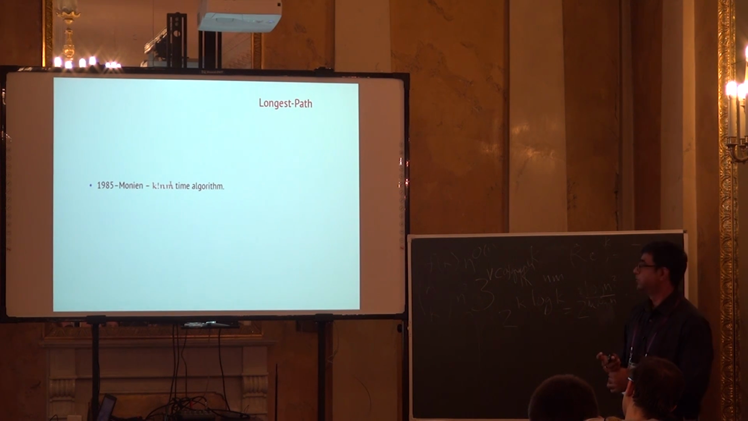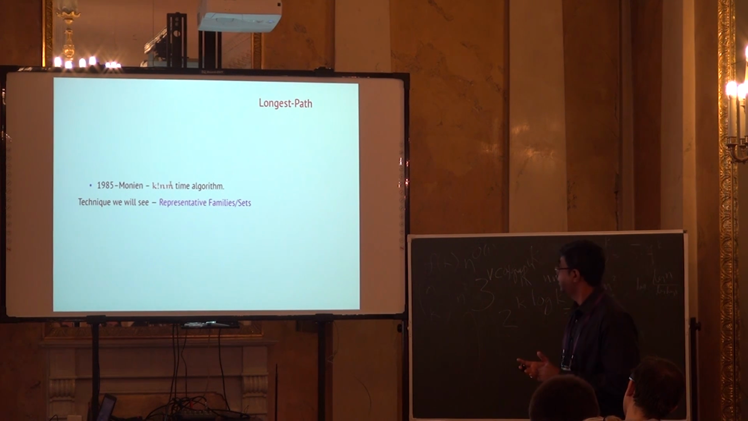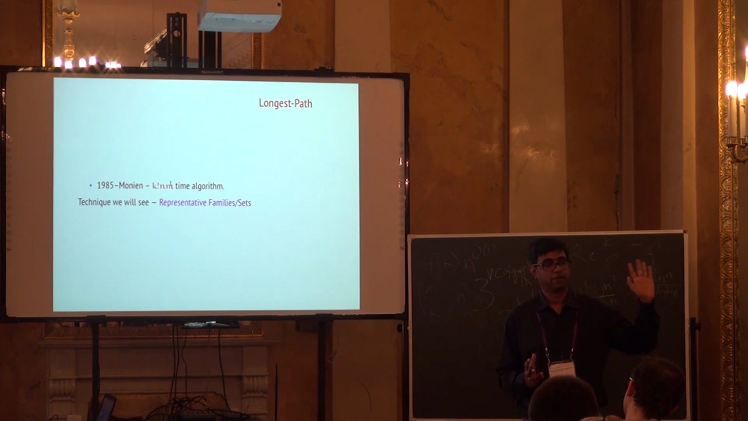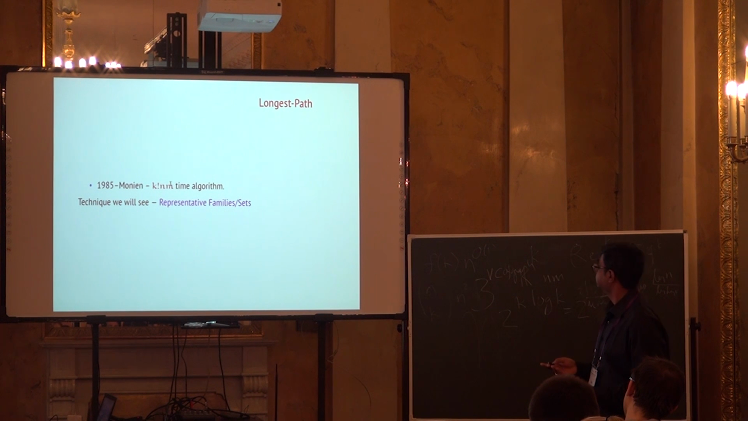So the longest path was in 1985. I told you Monien's k factorial nm time algorithm. And the technique we will see is representative families and sets. This approach, which I'm going to talk about, which we revisited later in 2014 and did lots of things with, was actually the first tool which was used to solve k-path, way back in 1985 by Monien. So we will see what this tool means.